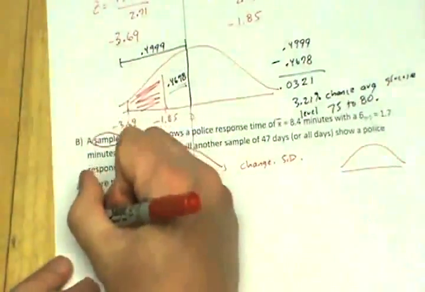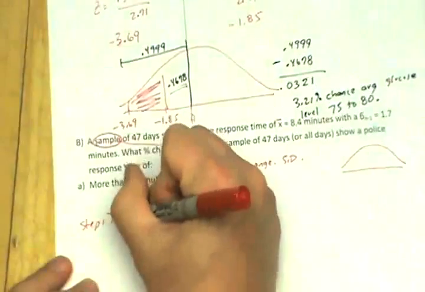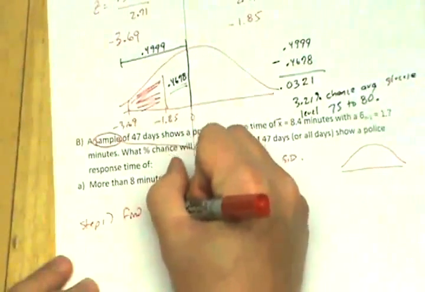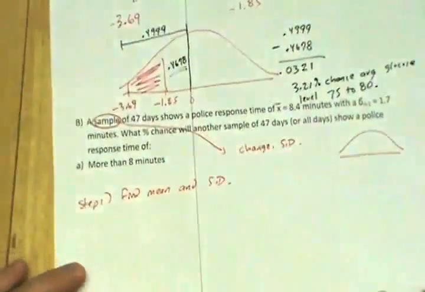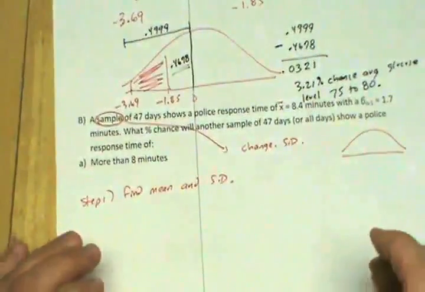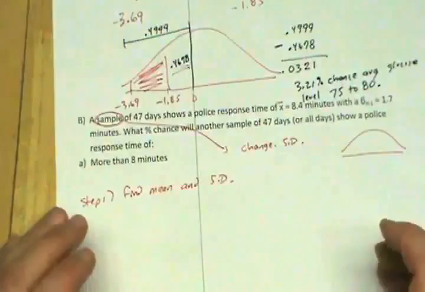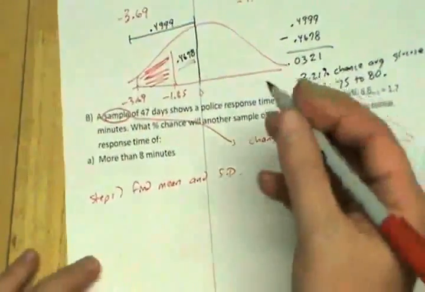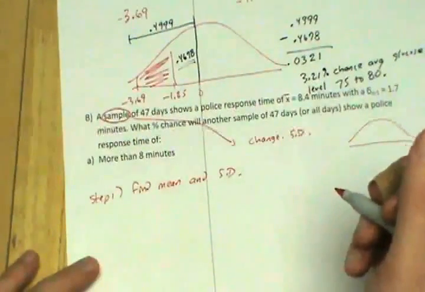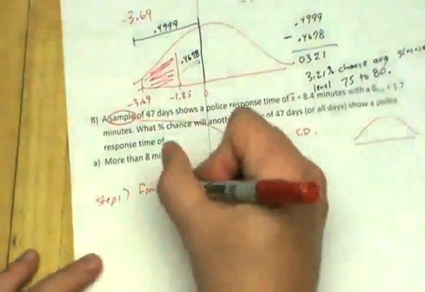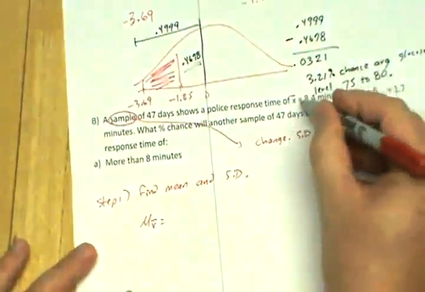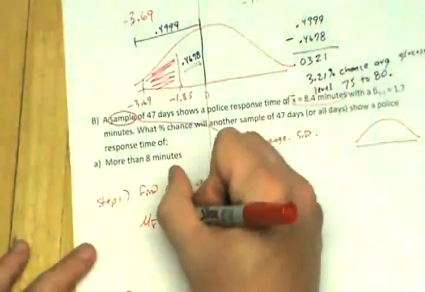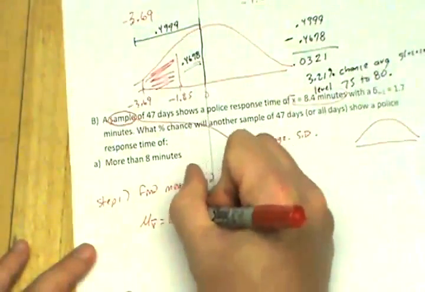All right, step one. Find the mean and standard deviation. It's probably a good idea right now to pause the video, come up with those answers on your own, and then start the video back up and see if you're right. Okay, hopefully you found those. And the mean, μ sub x bar, is the same mean that they said in the question, which is 8.4 minutes is the response time. So that's our mean.